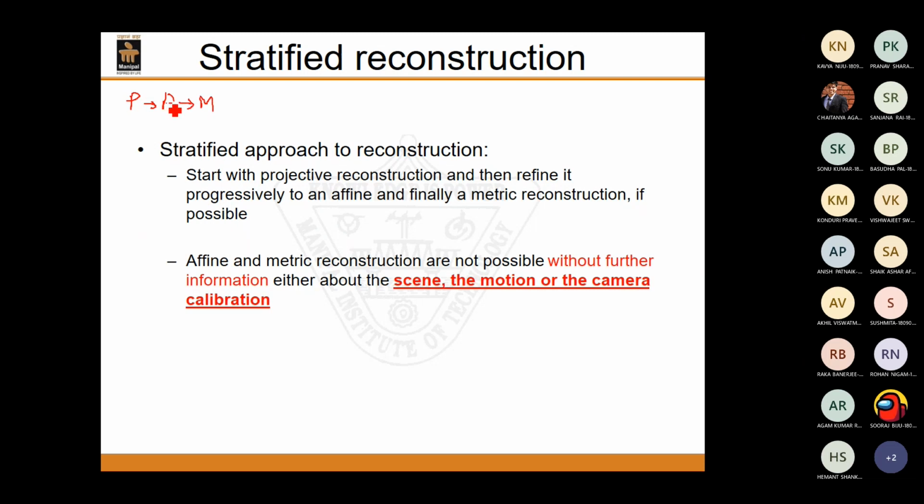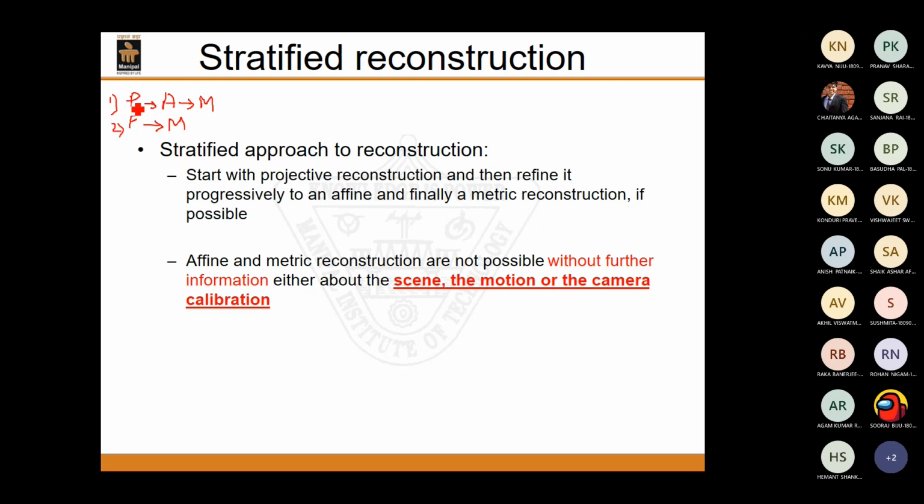This step-by-step approach, where you first convert to affine and then to metric reconstruction, is what you call the stratified reconstruction. Apart from that, there is also a second method, which is direct reconstruction. That means from the projective reconstruction, you can directly calculate the metric reconstruction. So there are two methods of reconstruction. First is the stratified, which we will be discussing today. The second one is direct reconstruction, which we'll be seeing in the next class. Let's first look at how the stratified reconstruction works.